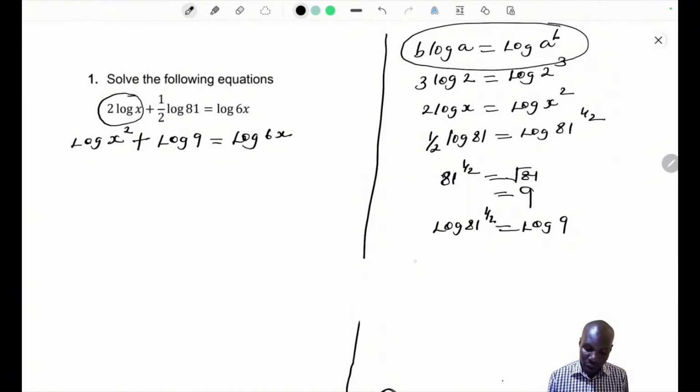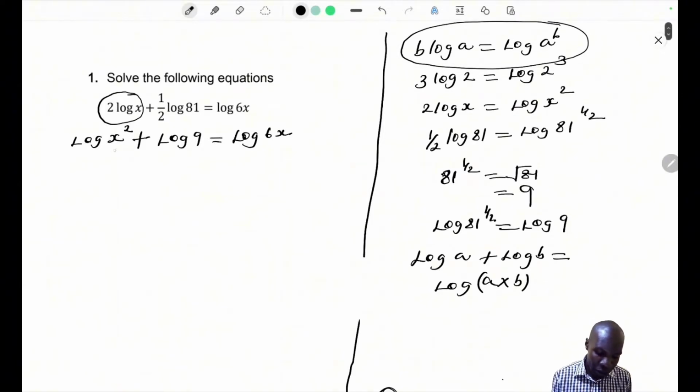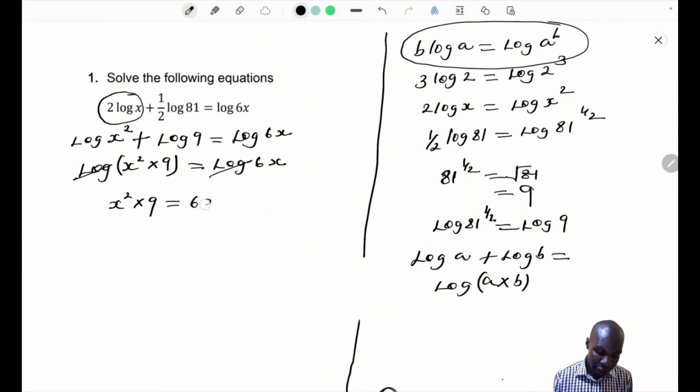So we also know that if you have got log of a plus log of b, this is the same as log of a times b. So if we have got log of x squared plus log of 9, this is the same as log of x squared times 9, which should give us log of 6x. So this one cancels out. We are left with x squared times 9 equals 6x.